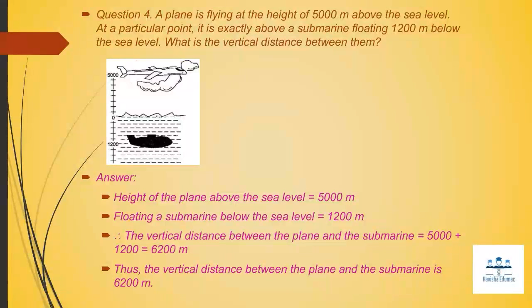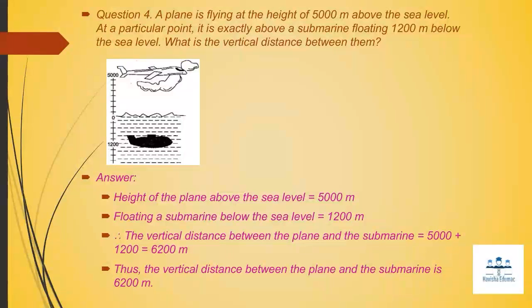Question number 4. A plane is flying at the height of 5000 meters above the sea level. At a particular point, it is exactly above a submarine floating 1200 meters below the sea level. What is the vertical distance between them?